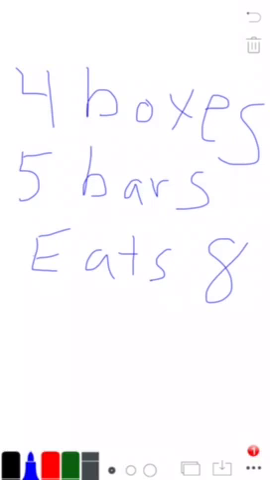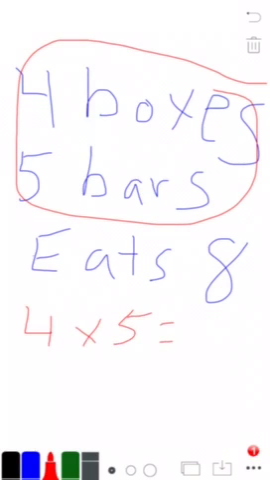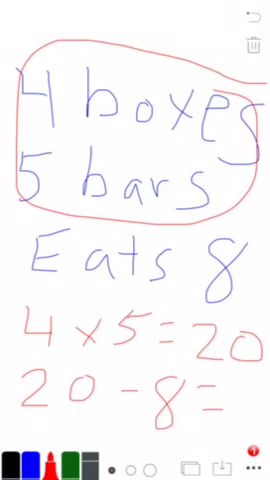Like I said, this is a 2-step word problem. So the first thing that I need to do, I've got to figure out how many candy bars I started with. So 4 boxes and 5 candy bars in each box. So I've got to do 4 times 5, which equals 20. That was my total number of candy bars. But then my husband eats 8 of those candy bars. So I'm going to have to take that away from my 20. 20 minus 8 leaves me with 12 candy bars, which is my final answer.